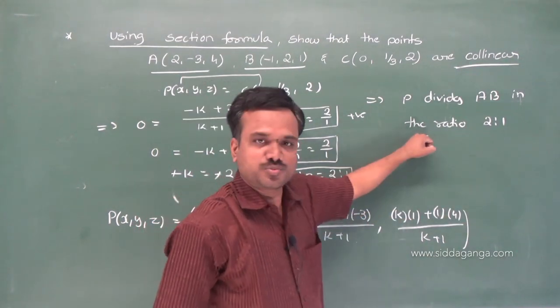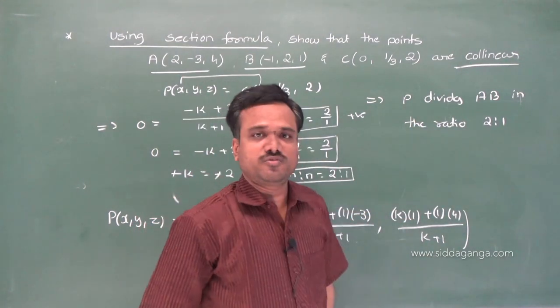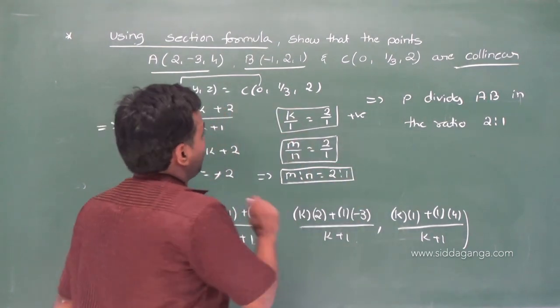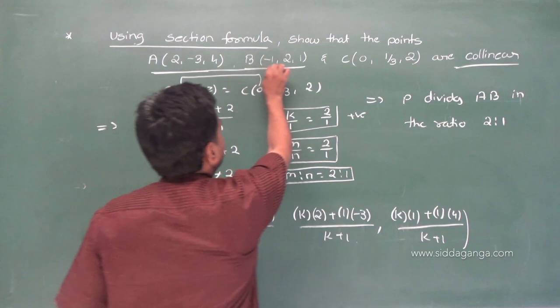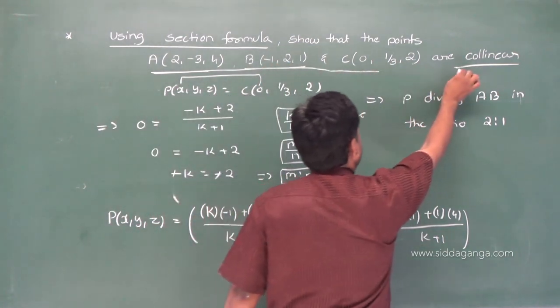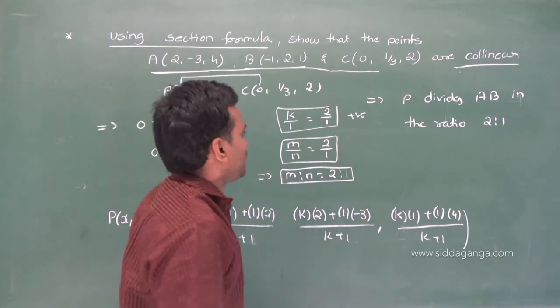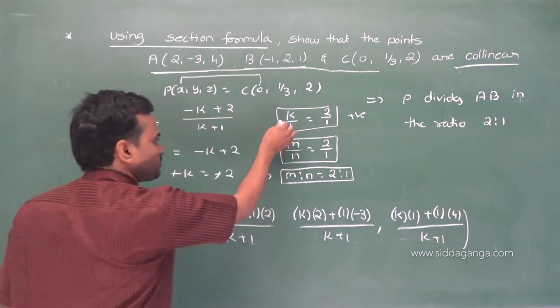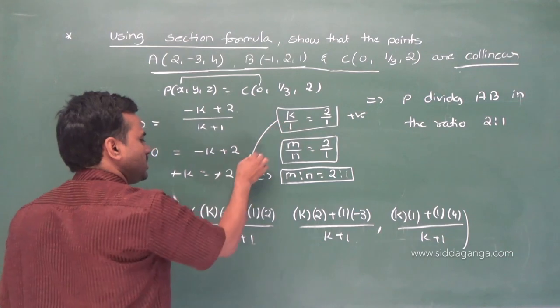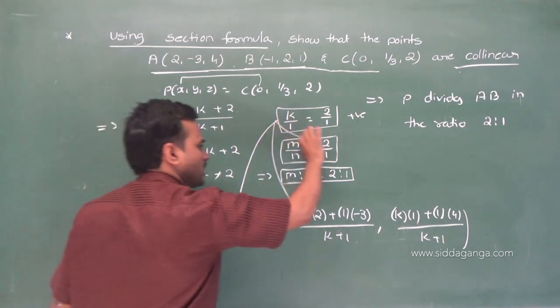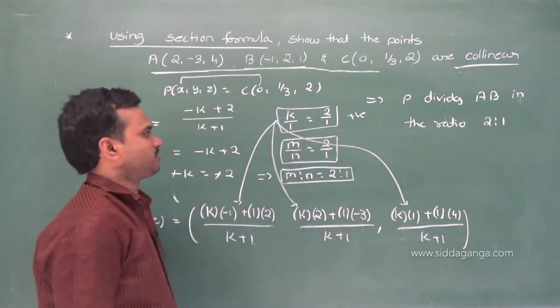Correct? K is positive. That's why this division we call it as internal division. Our question is to prove that A, B and C are collinear. To prove that A, B and C are collinear, what we do? Substitute the value of K in X coordinate, Y coordinate, as well as Z coordinate.